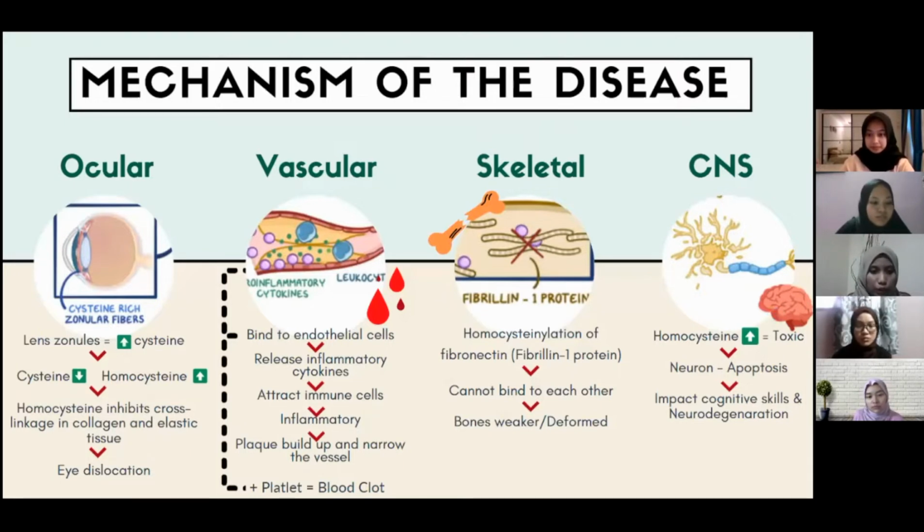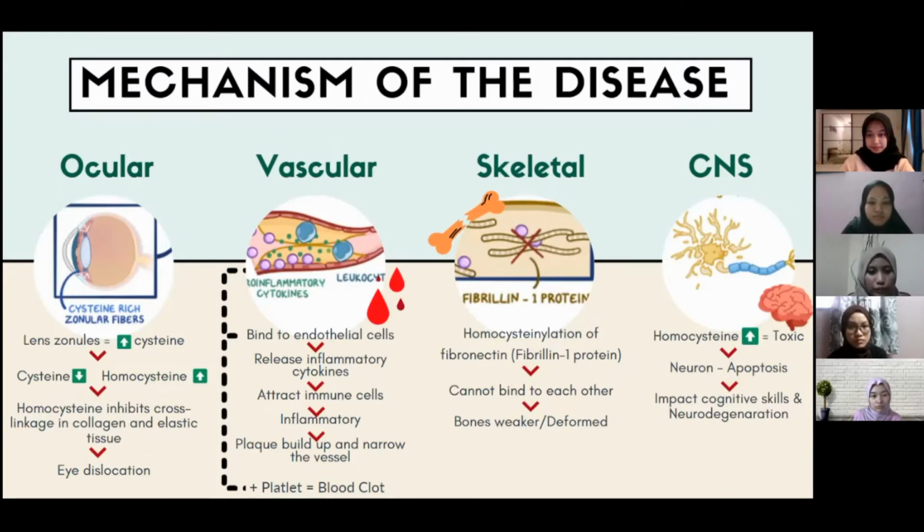Firstly, on the ocular part, the ocular lens is held by zonular fibers that have a high content of cysteine. So when there is a low level of cysteine, homocysteine will bind and disrupt the cross-linkage of the fibers and weaken the structure, resulting in lens dislocation.